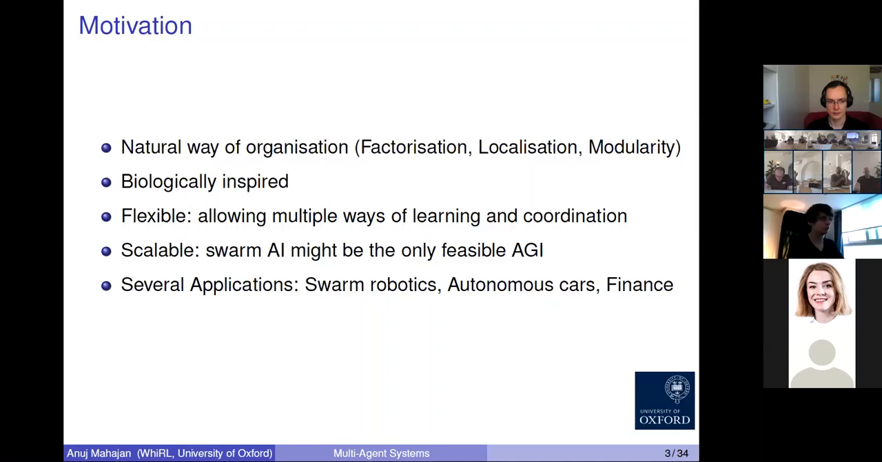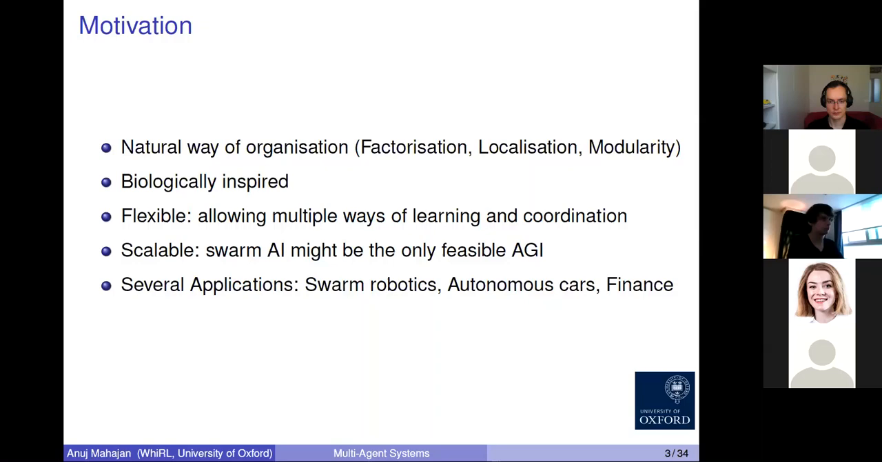The next good thing about multi-agent systems is their scalability, because doing everything in a centralized manner comes with a lot of cost, and that cost is computational intractability. And I think because of this, swarm AI or multi-agent AI might be the only feasible artificial general intelligence, because without breaking down the problem, it would be too difficult to solve any kind of realistic scenario or make breakthroughs in the domain of intelligence.